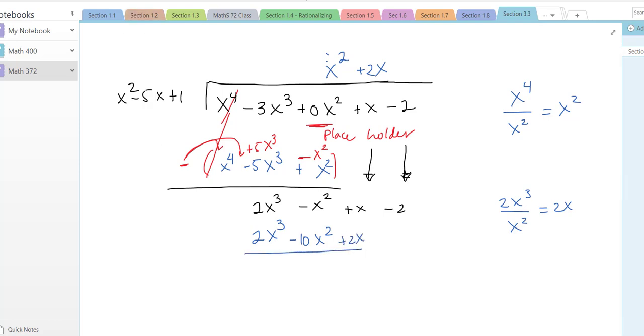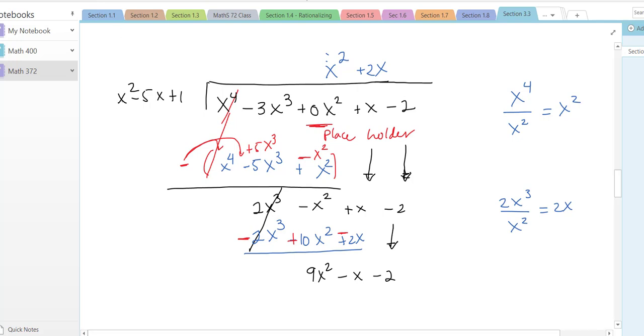And we subtract. So subtract, distribute the negative to everything. So that becomes a positive and that becomes a negative. And so those are going to cancel. Negative x squared plus 10x squared is 9x squared. Plus x minus 2x is minus x. And now I can bring down my negative 2. Can I keep going? Yeah, the degrees are the same, so I can keep going. I stop when the degree of my new dividend is smaller than the degree of the divisor.